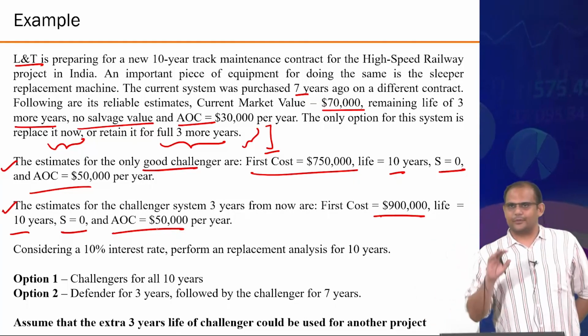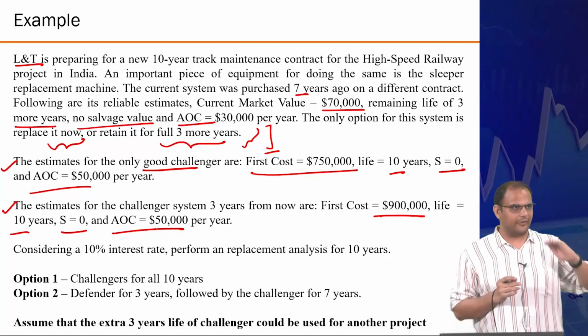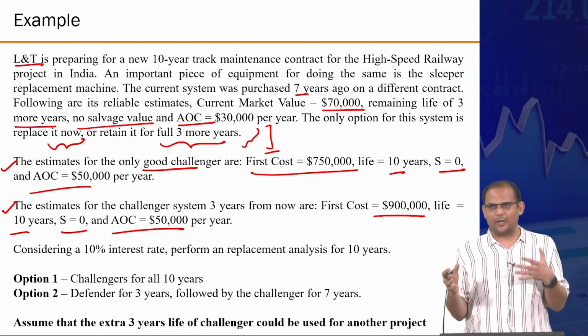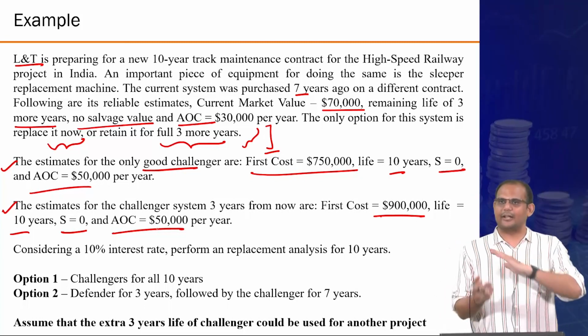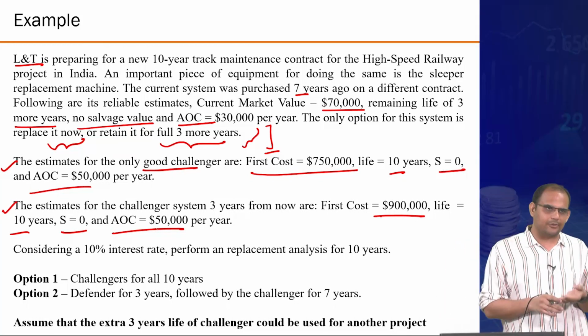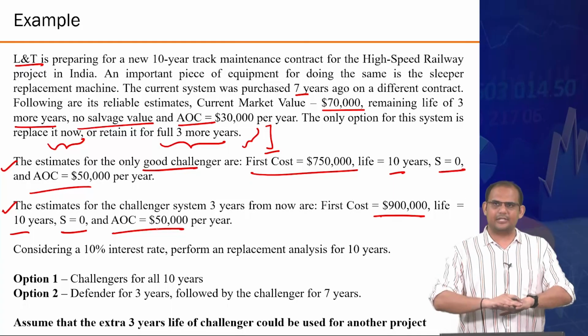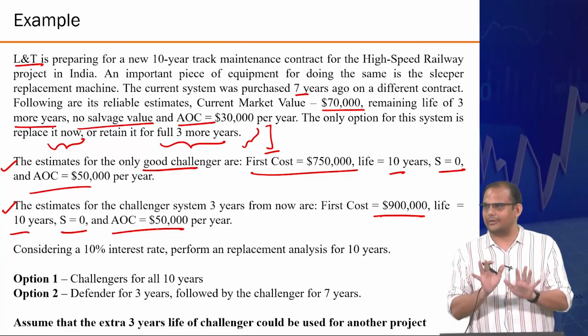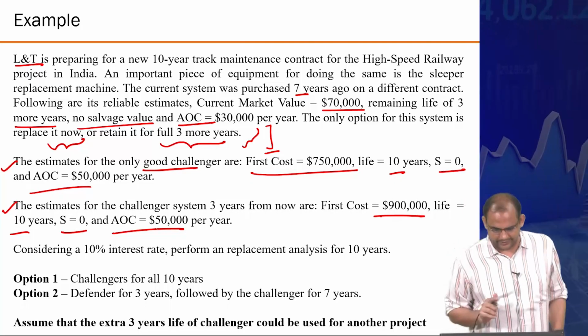Okay. Got the idea what information is given? You have the current market value of the Defender. You have two possible options, whether to retire it today, whether to retire it 3 years later. Correspondingly, if you buy the Challenger today, you have the market value data available. If you were to buy the Challenger 3 years later, you have the market value data available. Okay? So, practically you can solve everything.